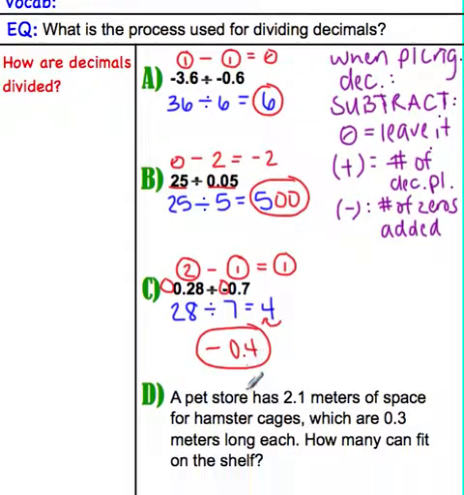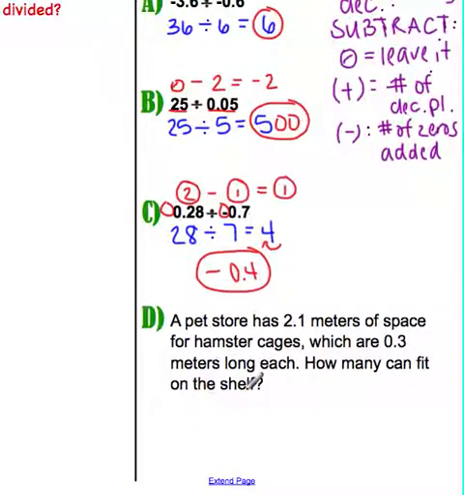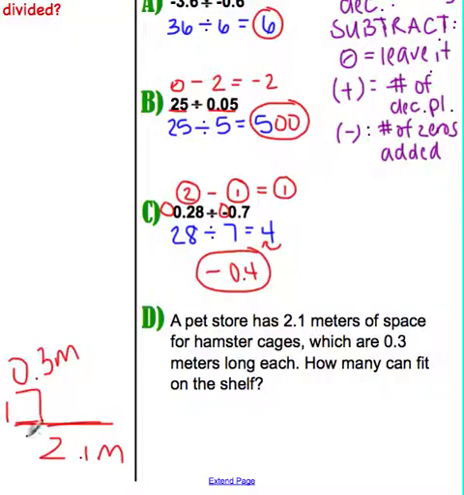Now moving on to the word problem. We have a pet store that has 2.1 meters of space for hamster cages, which are 0.3 meters long each. How many can fit on the shelf? Now, if I think about this, my shelf is 2.1 meters, one cage is 0.3 meters. I'm dividing this by this. So therefore, my math problem is 2.1 divided by 0.3.